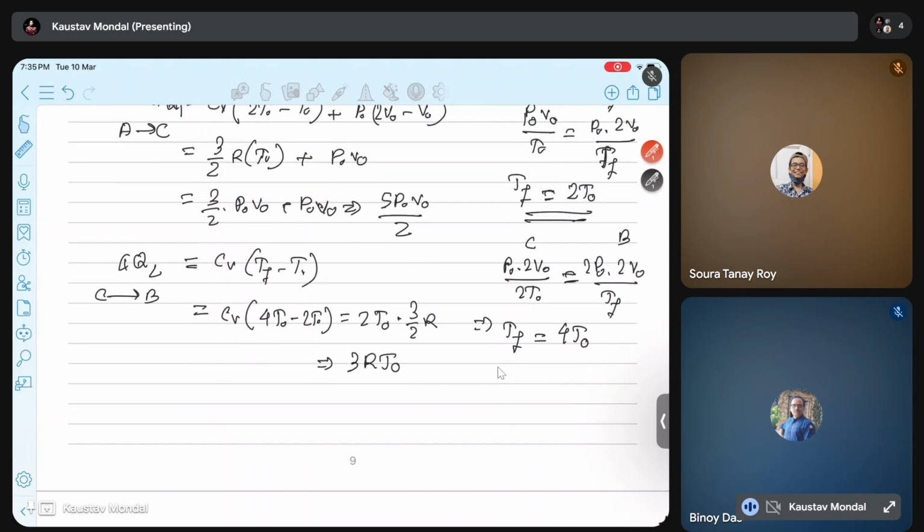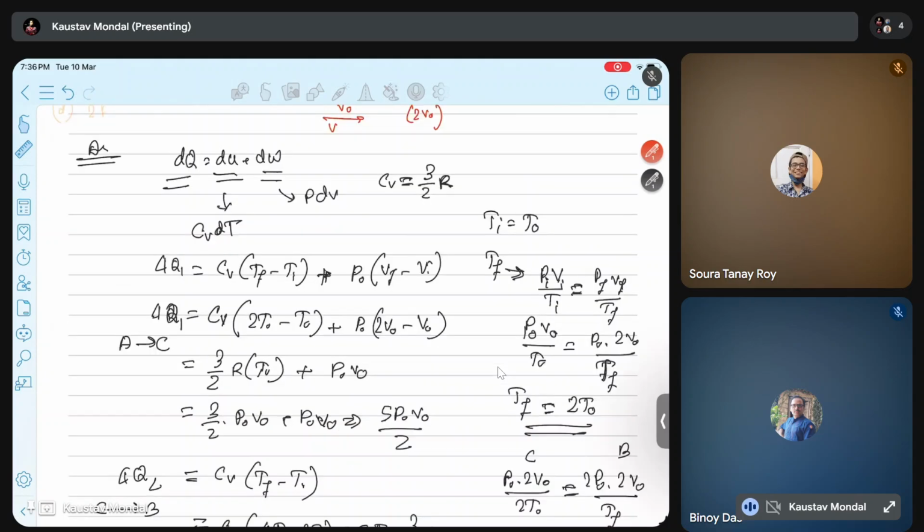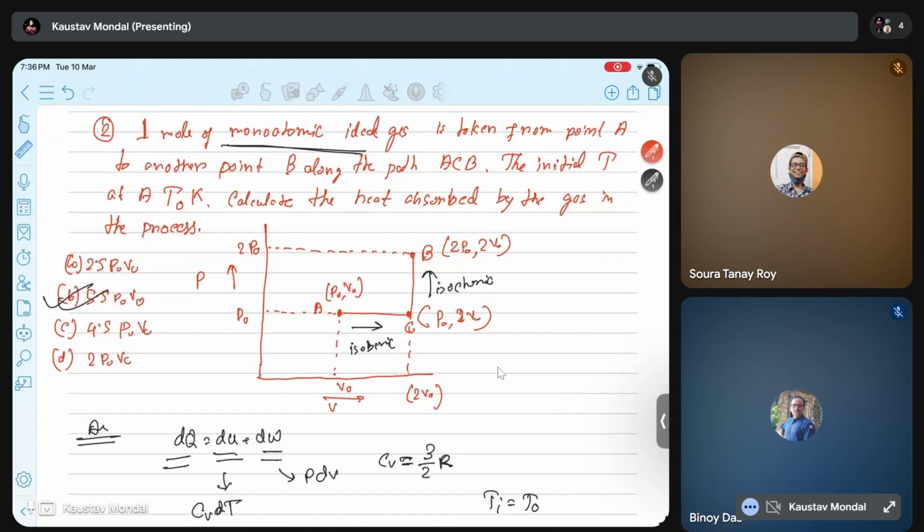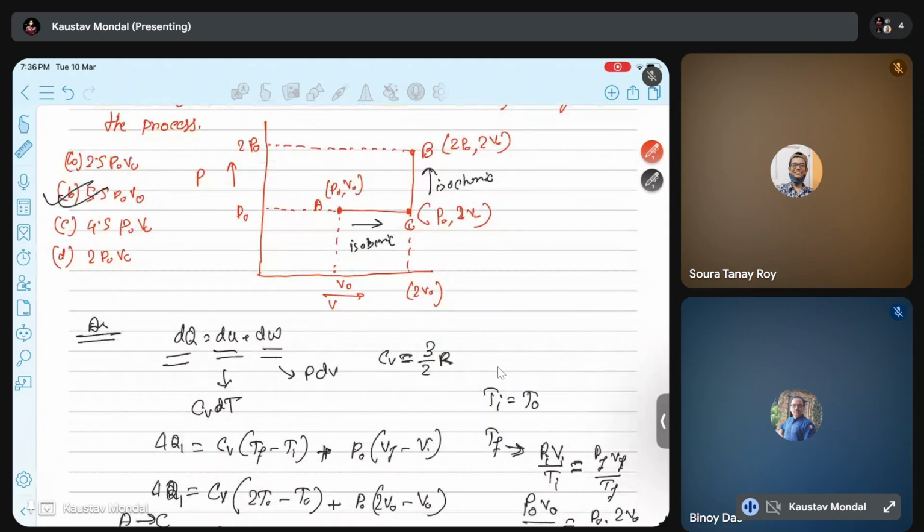So the total change in heat, delta Q, would be delta Q1 plus delta Q2. So this will give you 5 by 2, and you can write it as 3 P0V0 also. So 5 by 2 P0V0 plus 3 P0V0 gives you 5.5 P0V0. So the answer would be this one, option B.